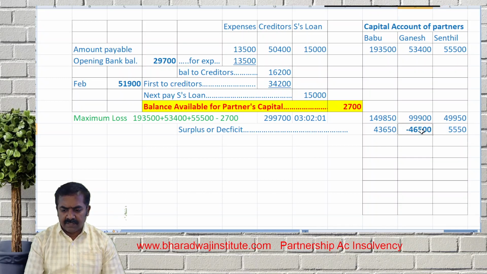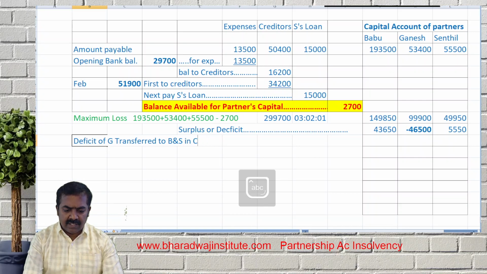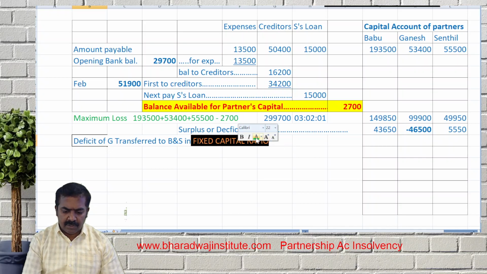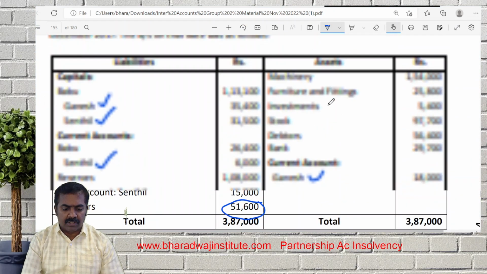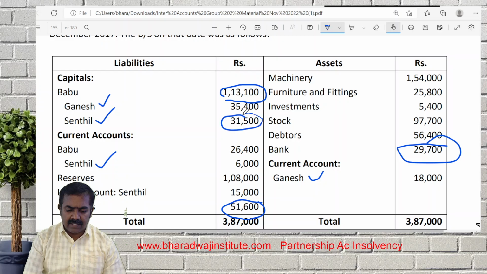Now who has a deficit? G. Deficit of G is transferred to whom? B and S. B and S in which ratio? Fixed capital ratio. Don't take this capital ratio. Take which ratio? Fixed capital ratio. Look at the balance sheet, current account is given, isn't it? Fixed capital ratio. Which partners would you take? Babu and Senthil.